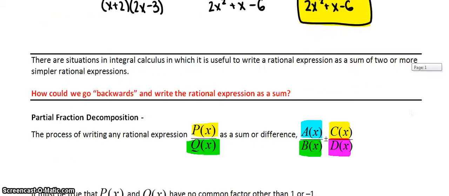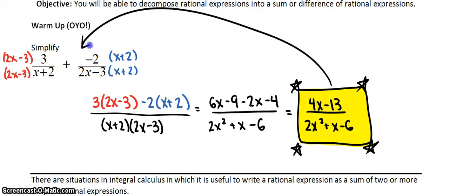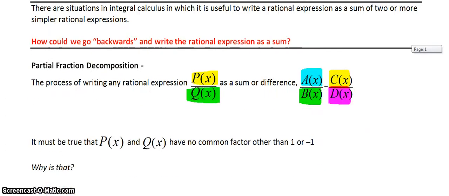Okay, so basically you're going to start with the end here. So we'll be given something like this, and the question is going to be, how can I work backwards to make it look like that? So we're going to go in reverse process here.